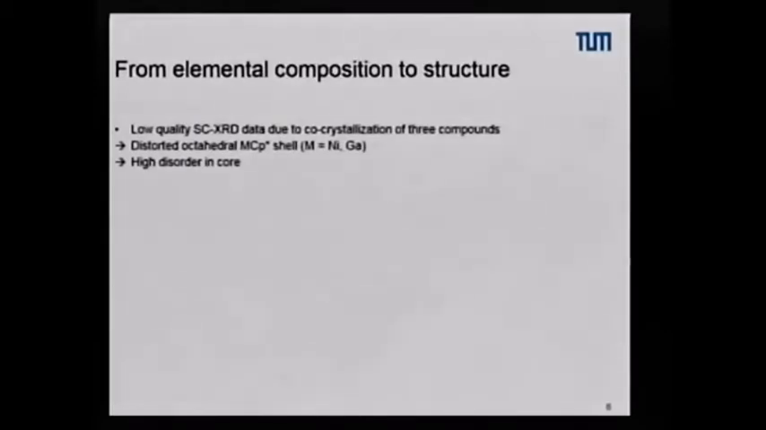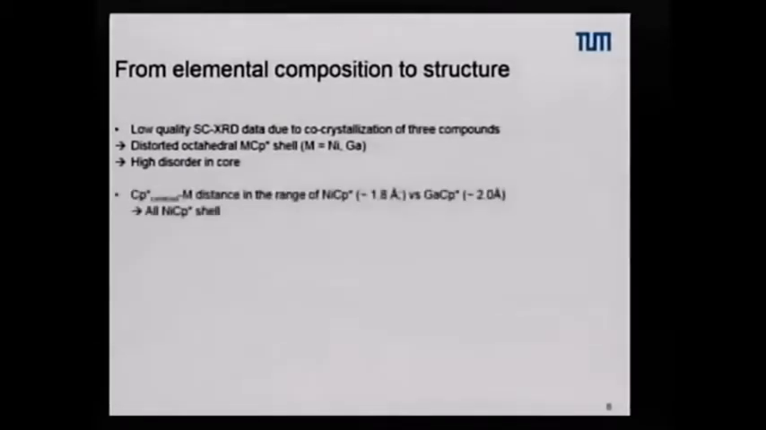But then the inner core was really of high disorder. What was good was that we got one good crystal structure, and there we could see the difference. The Cp* centroid distance to the metal is really decisive. So the distance can tell you a lot about the metal. For gallium, it's typically 2.0 angstrom, while for nickel, it's 1.8 angstrom. We have, I think, 1.75 angstroms in the crystal structure. So this was a good point to say, well, maybe nickel is there.